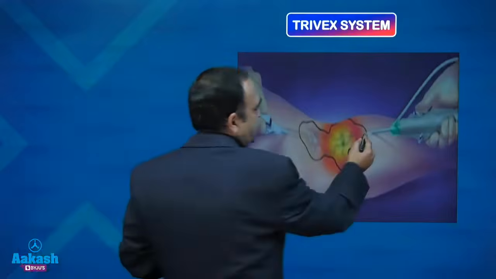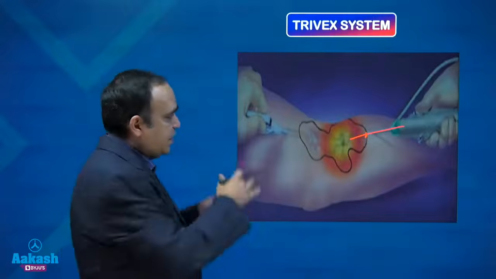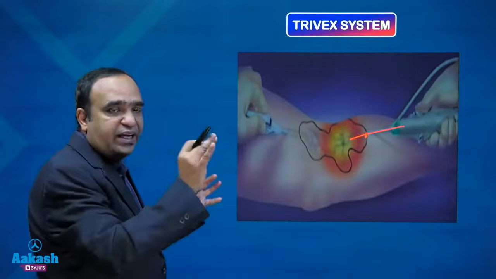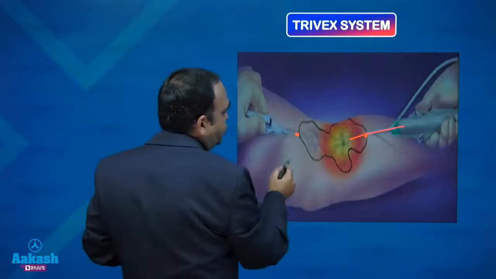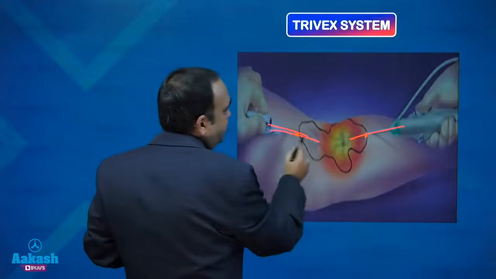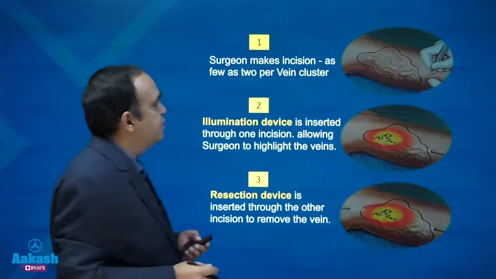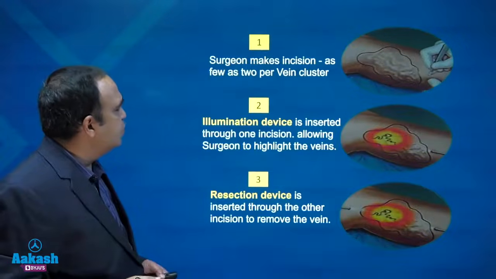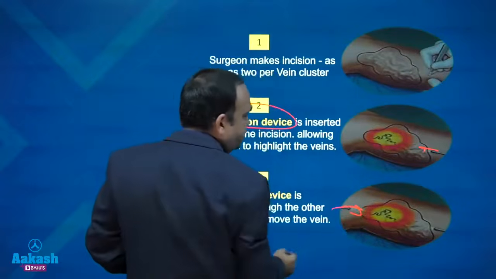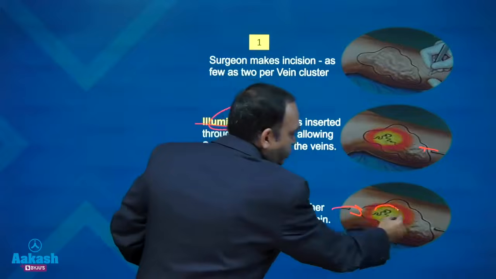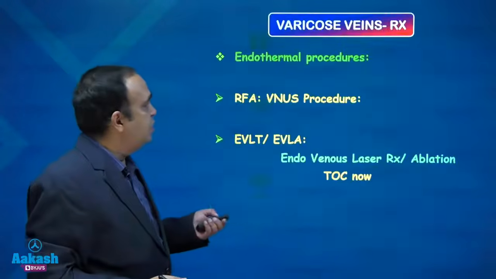So one side, a small stab incision here, you insert a light source that can show you, highlight all the veins, the cluster of veins, and at the opposite end another stab, insert a resectoscope instrument that takes out the cluster of veins. Another picture showing you the same. Illumination device from one side and then resection device from the other side, and you remove this cluster of veins. That's the TRIVEX procedure, not very popular, not done routinely.